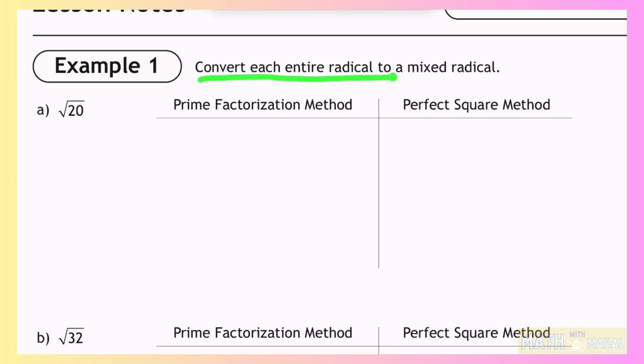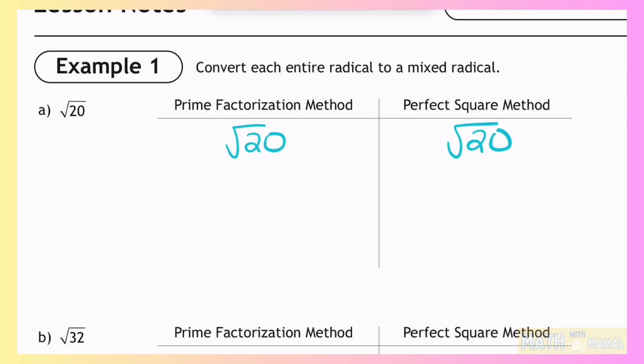Okay, so what we're going to do in this one is we are going to convert the entire radical into a mixed radical. So there's 2 ways to do it, the prime factorization method and the perfect square method, sorry. So let's say we're looking at our example of root 20. If we're looking at the prime factorization method, what we're trying to do is find all the factors that equal to the square root of 20. So really what we can do is just think about the numbers that multiply to 20 and then pop on that square root on top of it.